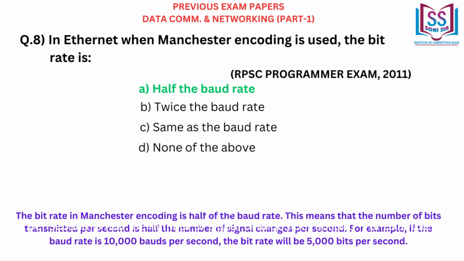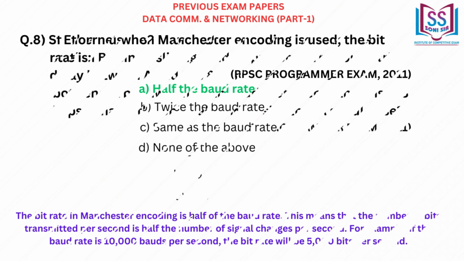Half the baud rate. The bit rate in Manchester encoding is half of the baud rate. This means that the number of bits transmitted per second is half the number of signal changes per second. For example, if the baud rate is 10,000 bauds per second, the bit rate will be 5,000 bits per second.